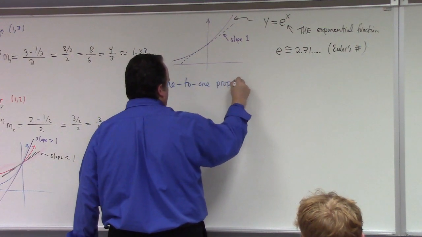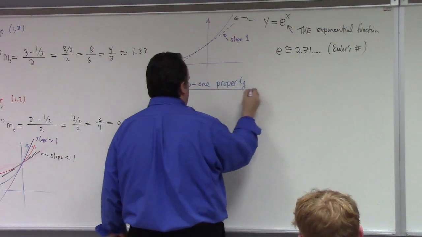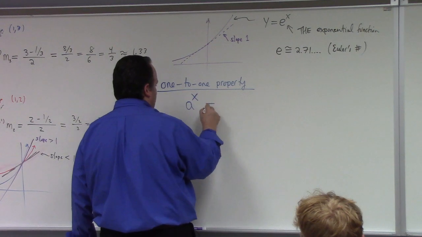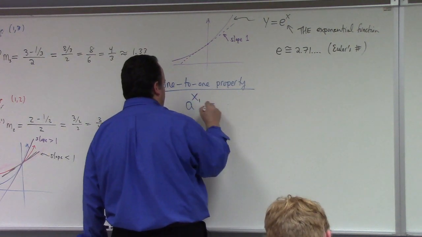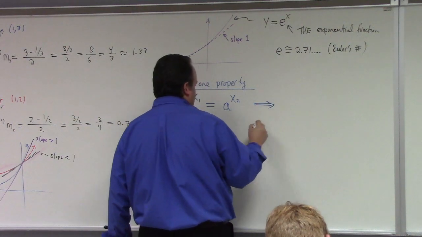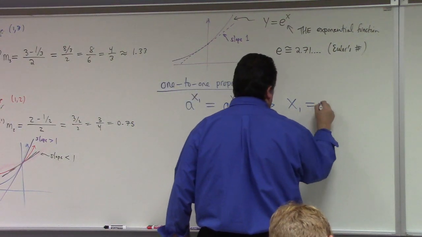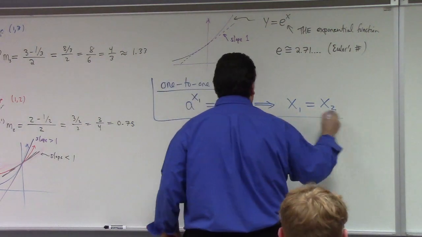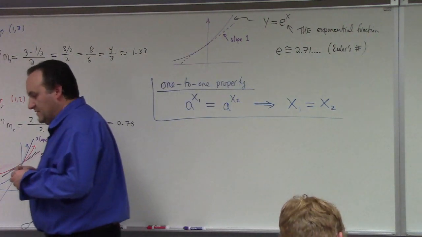And what does the one-to-one property say? It says if you have a to the x1 equals a to the x2, let's say, that tells me that x1 has to be equal to x2. That's the one-to-one property for the exponential. Why is that true?